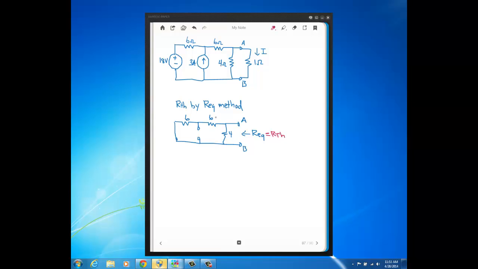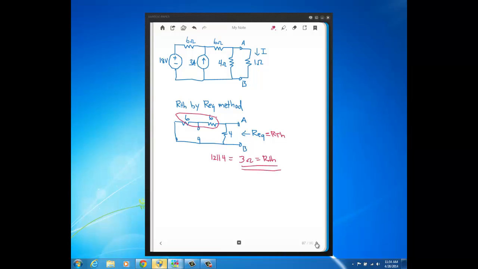So you start with these two resistors that are in series, and then those two 6s in series are in parallel with the 4, so this is just going to be 12 in parallel with 4. 48 divided by 16 using product over sum, so that's our R Thevenin. 3 ohms. So we have R Thevenin.